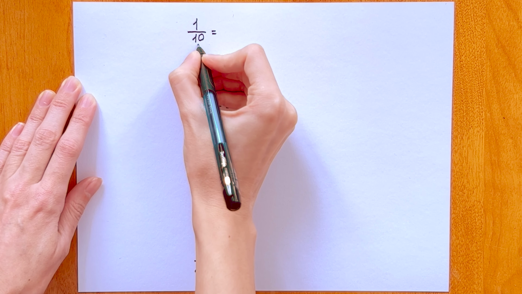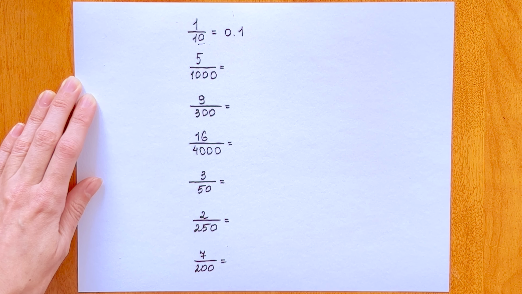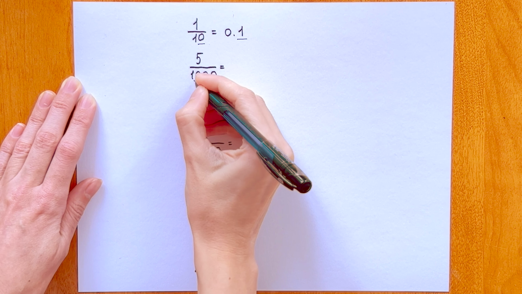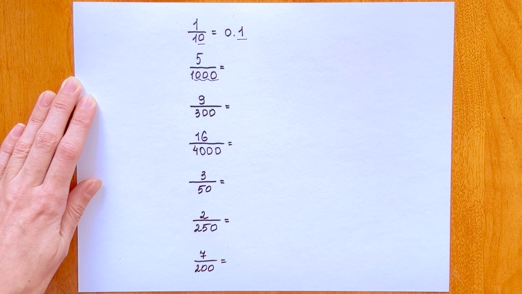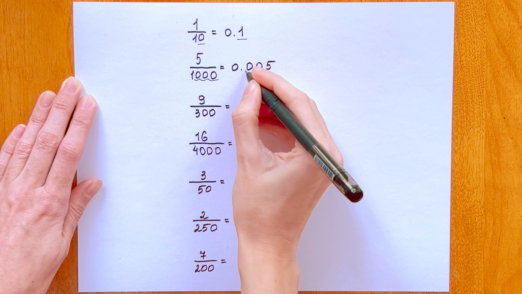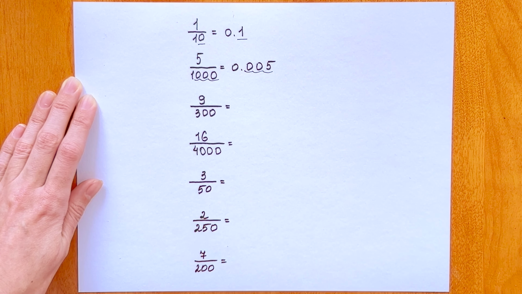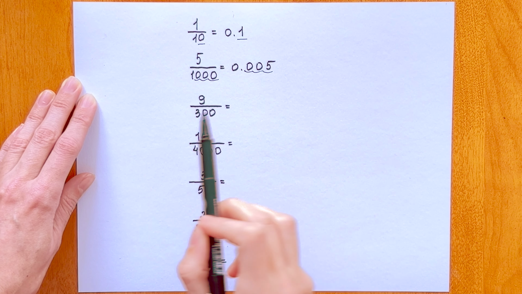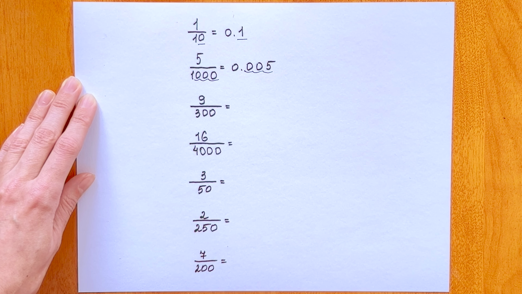In number 10, there is just one zero, so the answer will also have just one digit after the dot. In the second example, there are 3 zeros in the denominator, so the answer will have 1, 2, 3 digits after the dot. Look, in the next example, the denominator is 300, so now what?